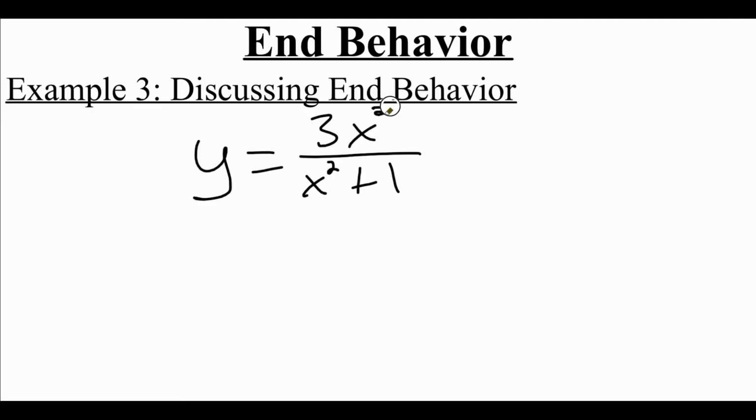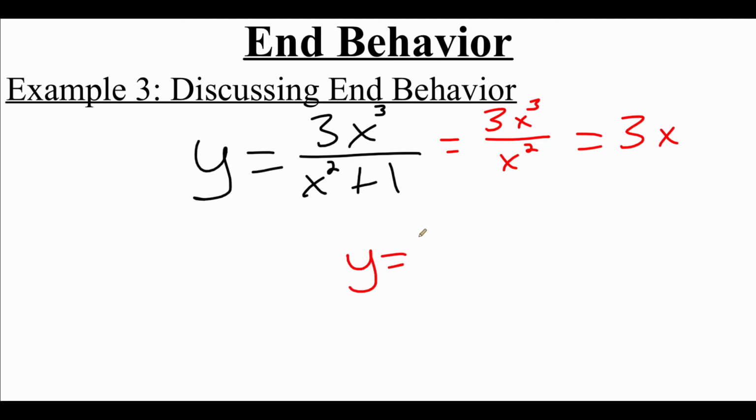I'm going to keep adjusting this example ever so slightly. So instead of having 3x squared on top, I'm going to make it 3x cubed. Again, as our x values keep getting larger and larger, that plus 1 on the bottom really doesn't matter. So this is like having 3x cubed over x squared, which we can simplify down to just 3x. So as our x values keep getting larger to the right-hand side and smaller to the left-hand side, this graph should display similar behavior to the line y equals 3x.